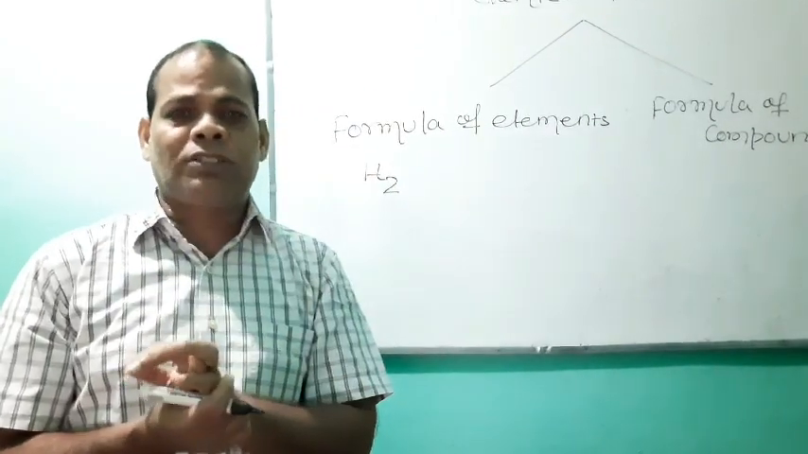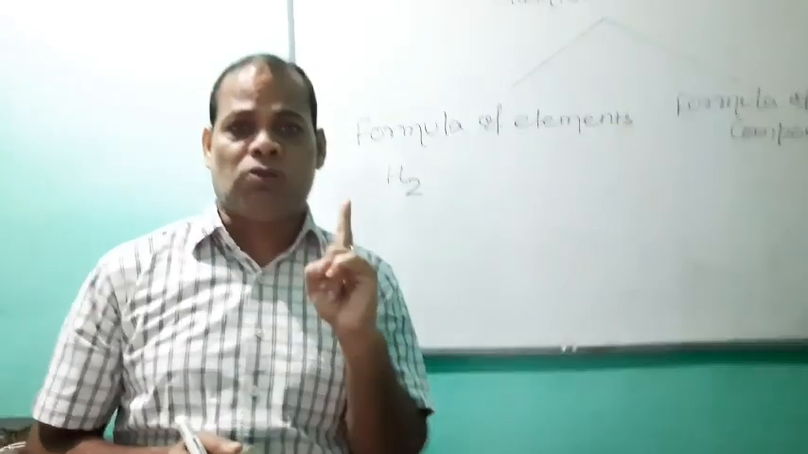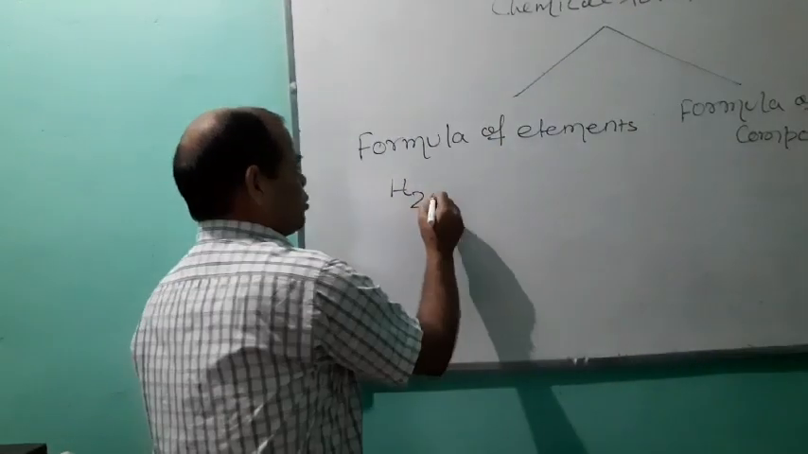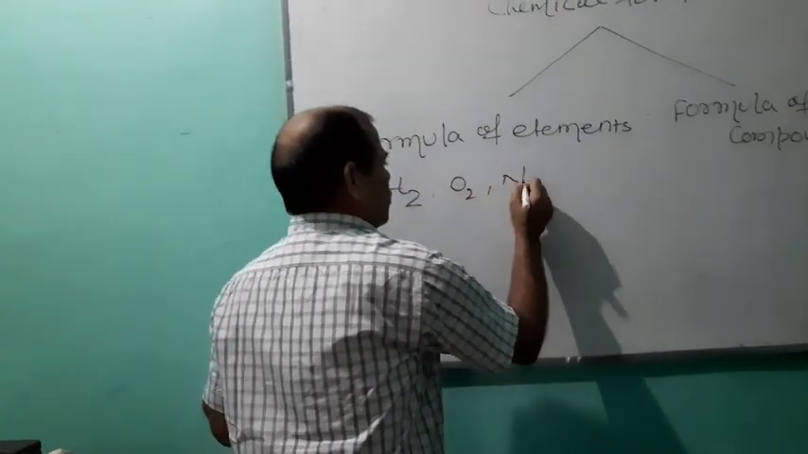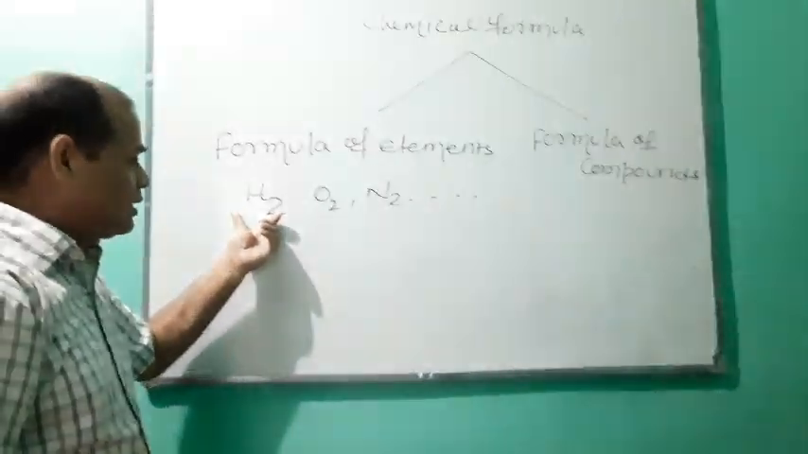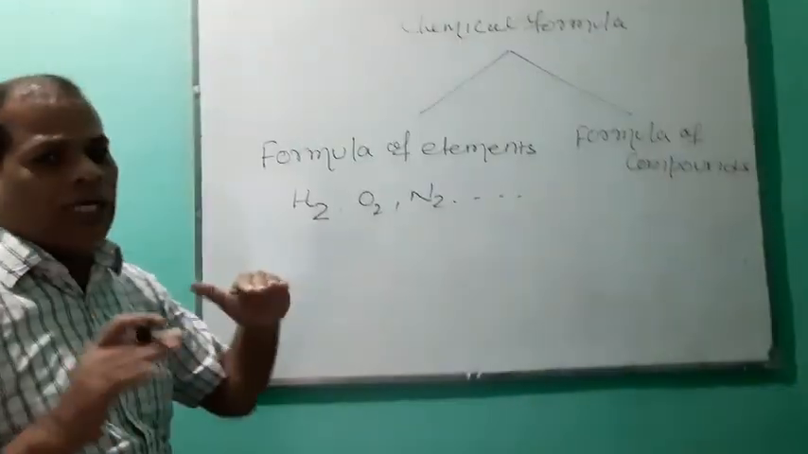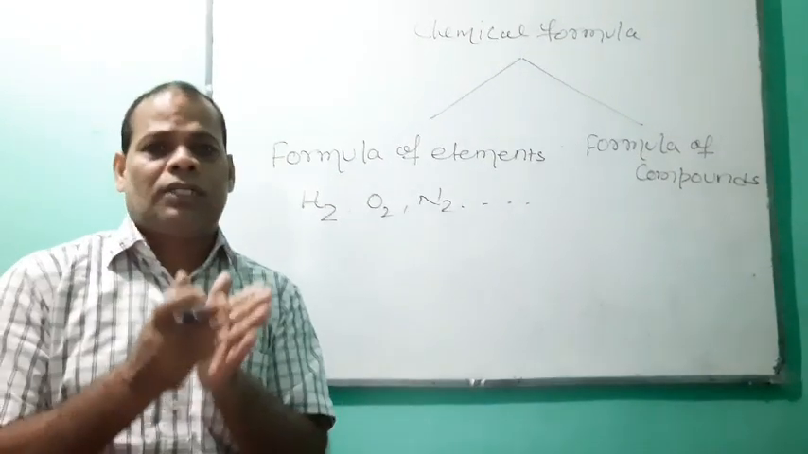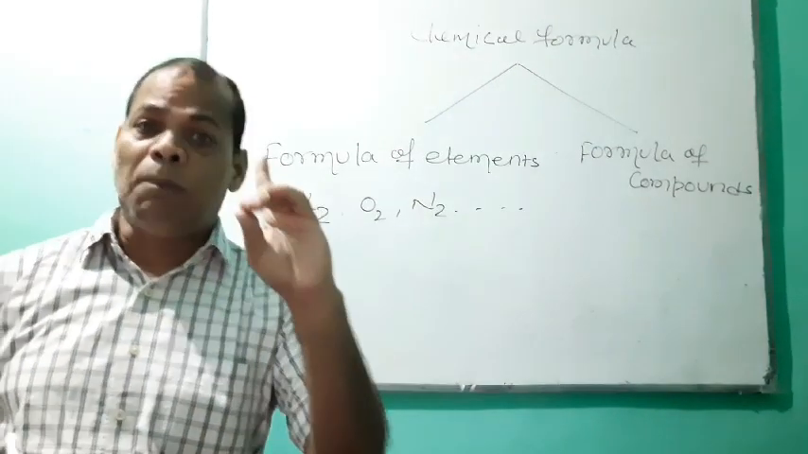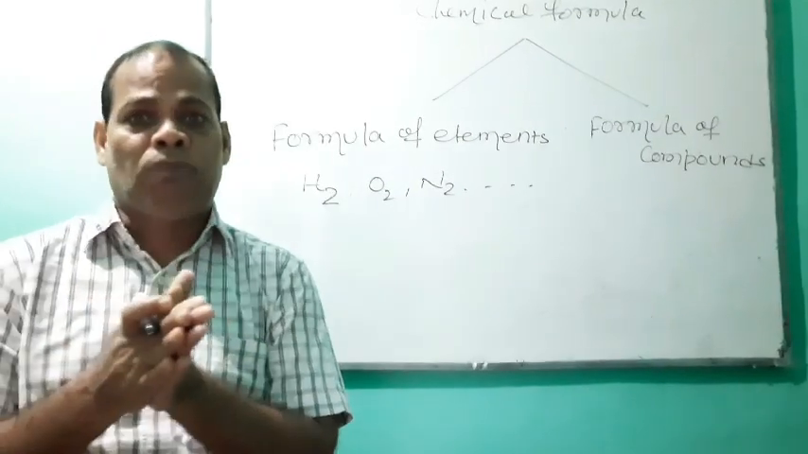Earlier we have discussed atomicity, the number of atoms present in one molecule. So the formulas of elements are H2, O2, N2, and so on. The formula of hydrogen is H2 and of oxygen is O2, because due to their reactive nature, hydrogen, oxygen, and nitrogen never exist in a monoatomic state. Always they exist in a molecular form.